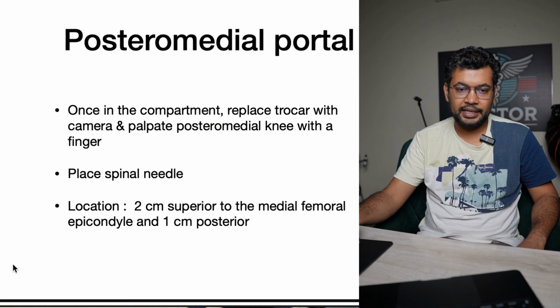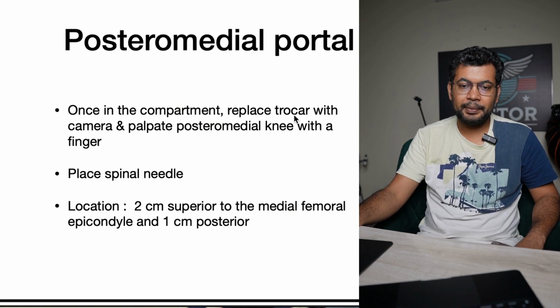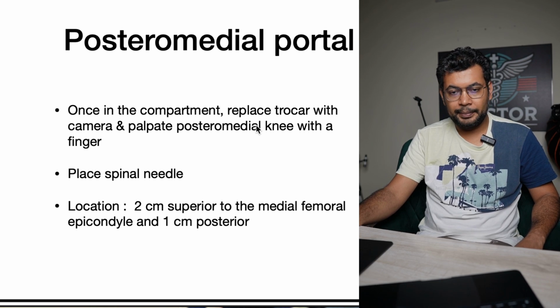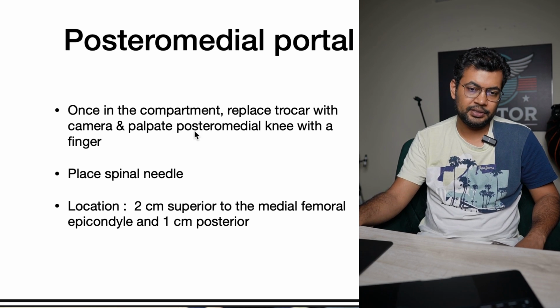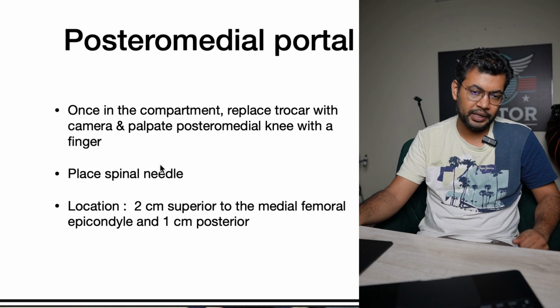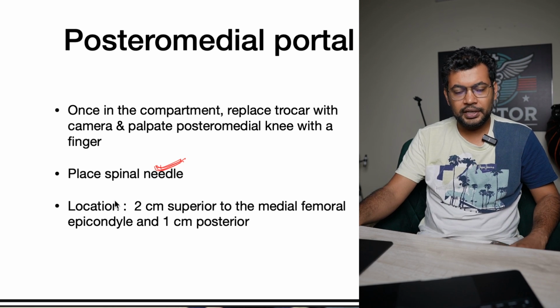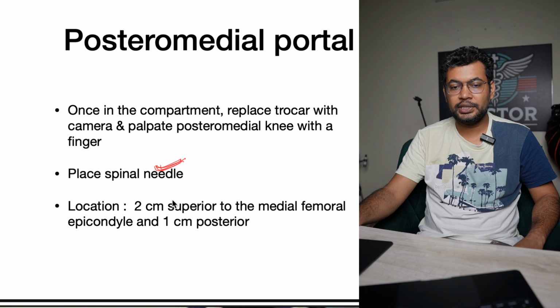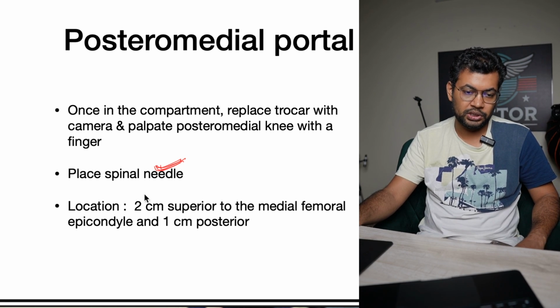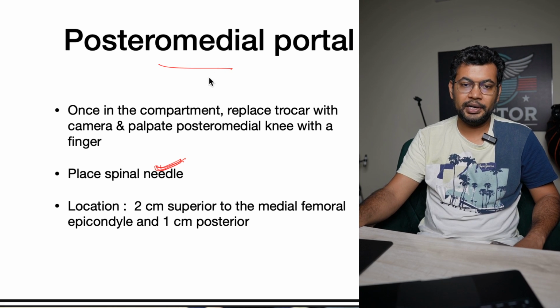And once we are in the compartment, then we will replace the trocar with the camera and palpate the posteromedial knee with a finger. Then once we know the location, we insert a spinal needle, we confirm it, then we take a skin incision, then we insert the trocar cannula from the same skin incision. So roughly, the location is 2 cm superior to the medial femoral epicondyle and roughly 1 cm posterior to this. So this is about the posteromedial portal.